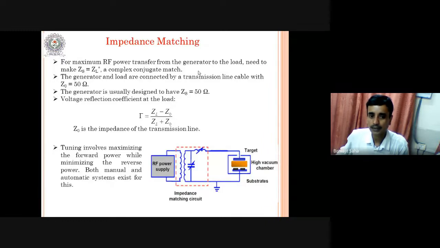So typically the impedance achieved is about 50 ohm for an RF plasma, and that can be described by this equation. You can see here gamma is equal to ZL minus ZO by ZL plus ZO. ZO is the impedance of the transmission line, and ZS equal to ZL is the complex conjugate of the RF generator, which will set the plasma impedance during the feeding of the plasma. So tuning involves maximizing the forward power while minimizing the reverse power, so that the power forwarded to the plasma for transferring the energy to the ions will be increased by the proper impedance matching.